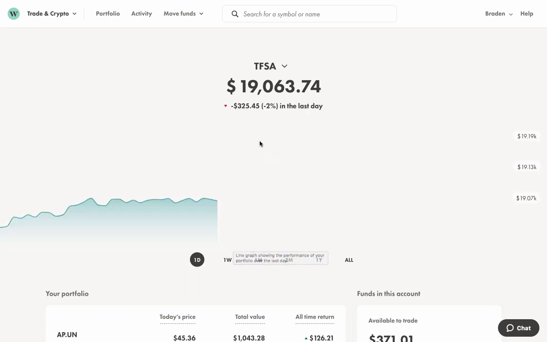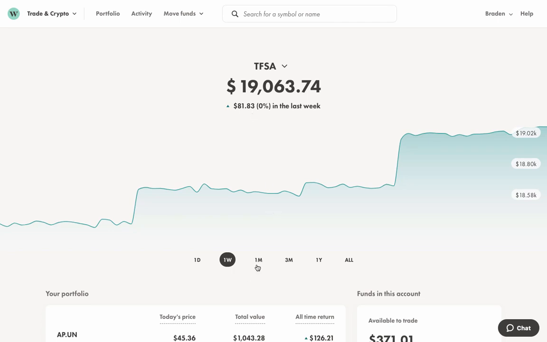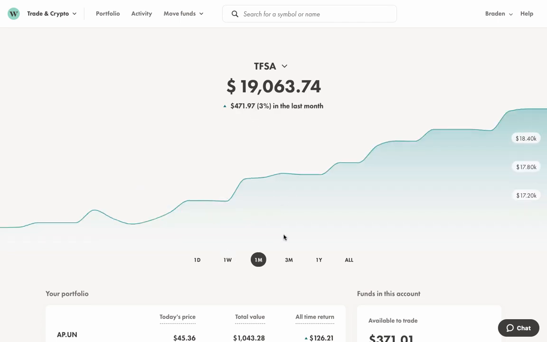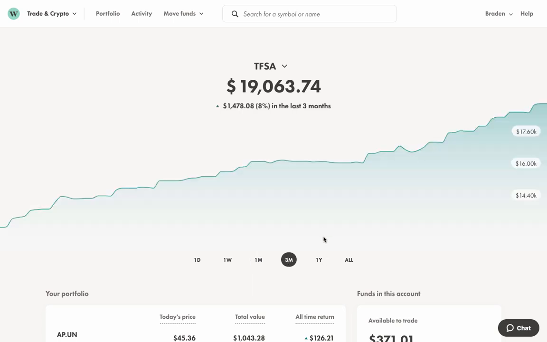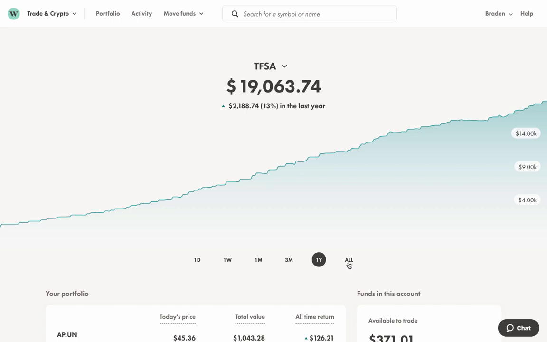So down 2% in the last day, ouch. In the last week, up $81, so that's all right. In the last month, we're up 3% for $471. That's pretty nice to see. Last 3 months, we're up 8%. And the last year and all time should be the same because I've been doing this for less than a year. And so we're up 13%, or like you saw in the sheet, just over $2,000.